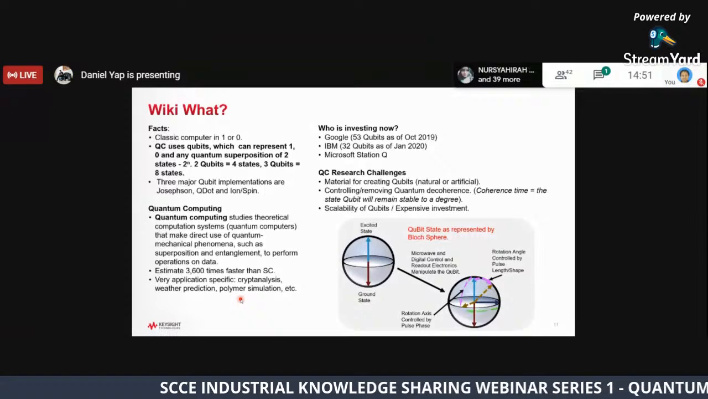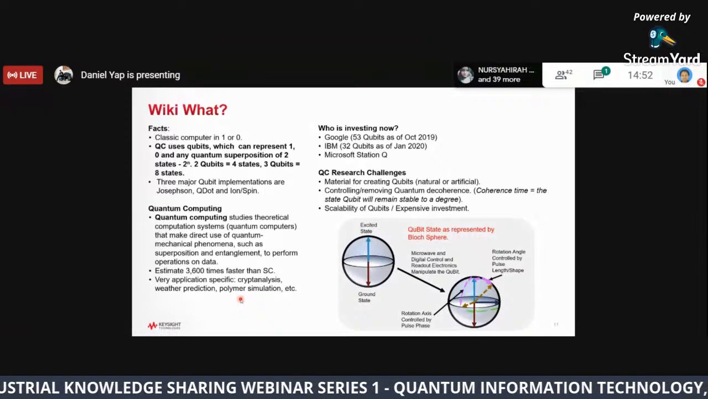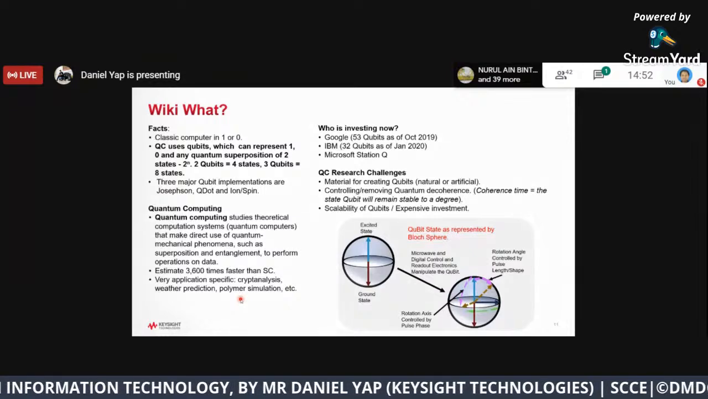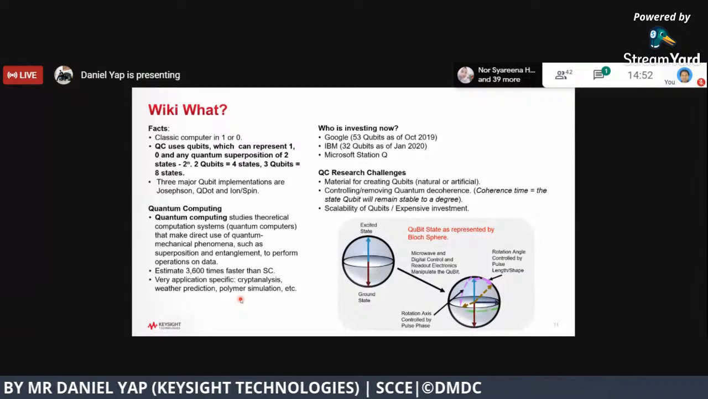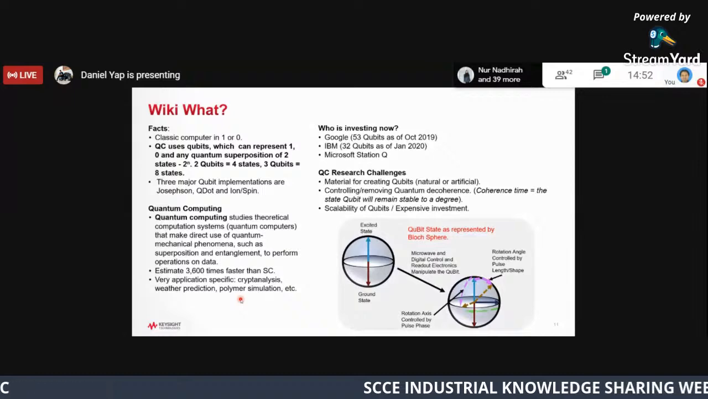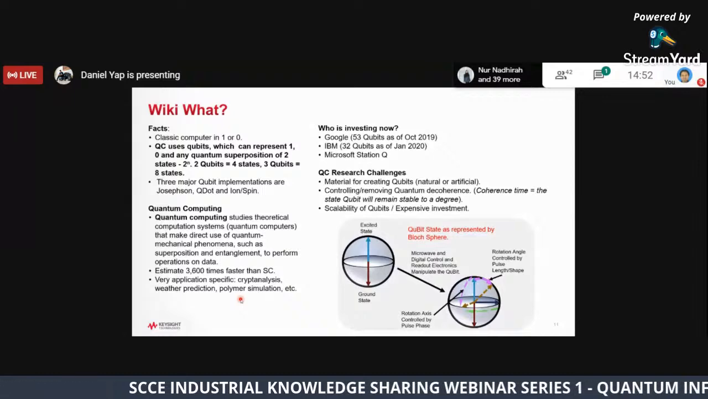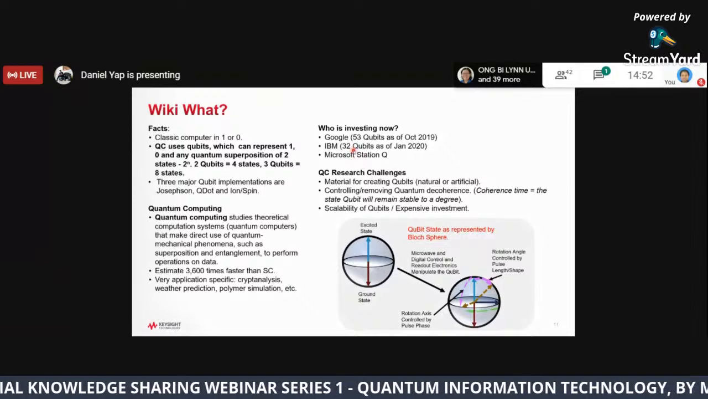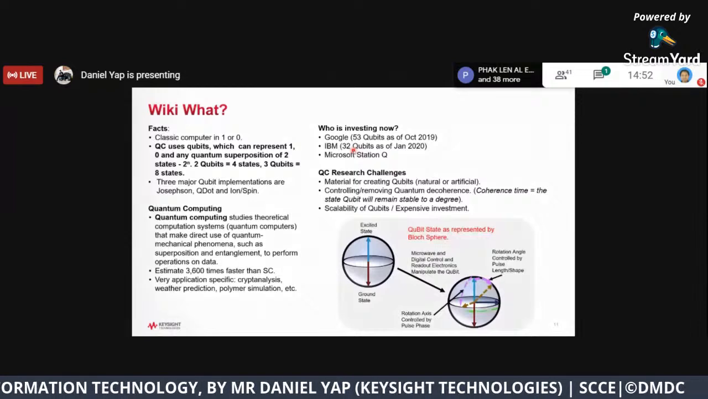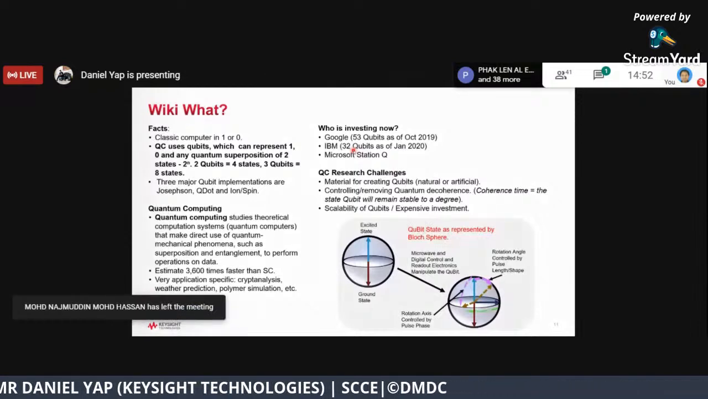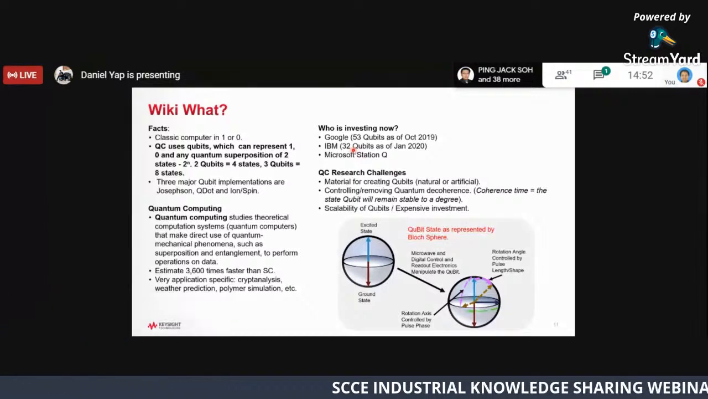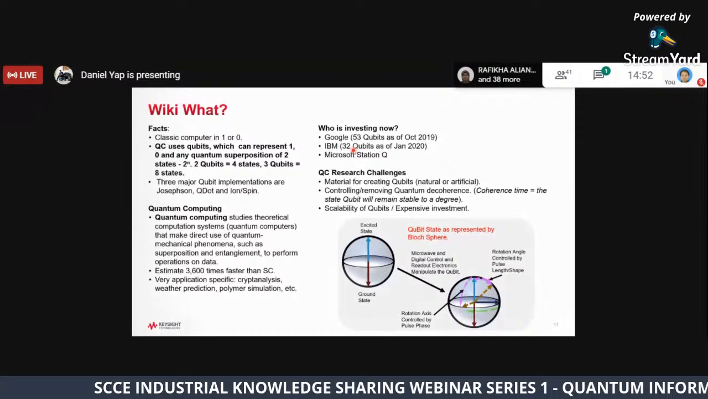I did a Google check. Typically, for a polymer, you may run a computer simulation from nanoseconds or femtoseconds to even days. So the amount of processing power varies, depending on the type of thing that we are looking at. So who is investing right now today? Google, yes. Google today has 53 qubits. IBM has 32 qubits. In fact, they are actually looking into doubling this number of qubits every year. Of course, Microsoft as well.